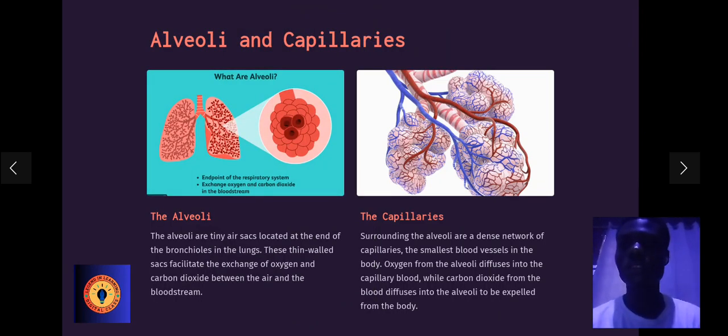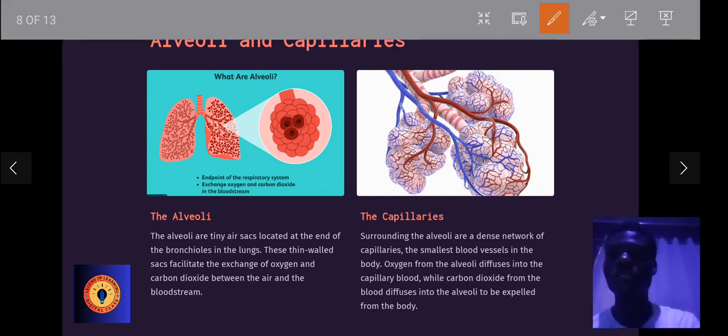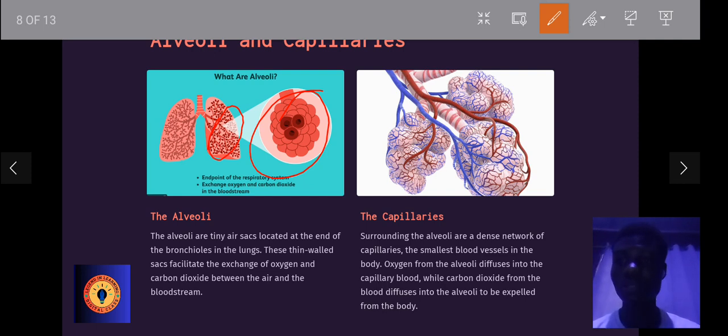Now we are coming to talk about the alveoli and the capillaries. This is the alveoli we are seeing here. I said it earlier in our video: the branched bronchus has alveoli on them. The alveoli are the tiny sacs located at the end of the bronchioles. The bronchioles are the branched aspect of the trachea, and these branched aspects have what we call the alveoli. They are sac-like, located at the end of the bronchioles.